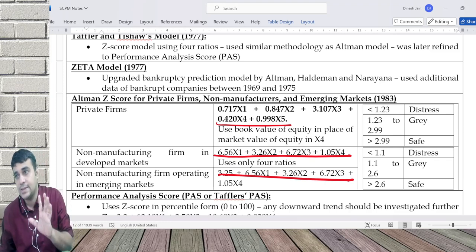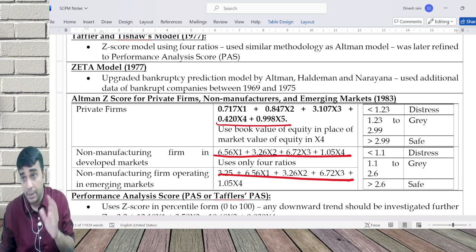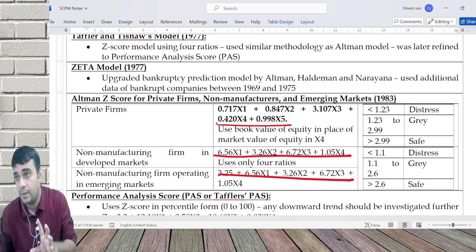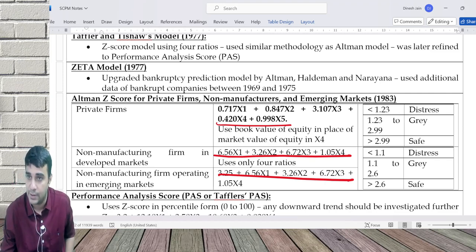X1, X2, X3. Again, remembering is very difficult, because if I give you a logic, you will remember it. I also don't have a logic for these numbers. I can give a logic for why these five variables, what is X1, what is X2, but how do I give a logic for the numbers? I cannot give a logic for the numbers.